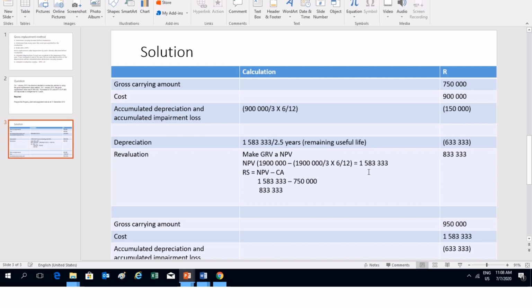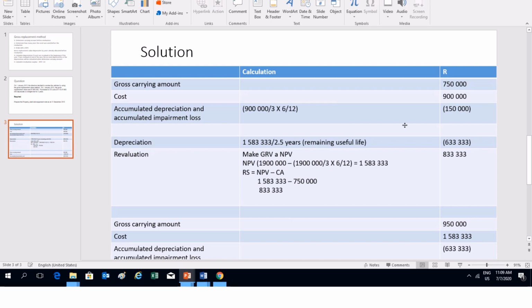This minus this, it gives me this. Then this will be my NPV because I depreciated by what? The already allocated years. Then I have this as my NPV. Then now I can calculate what? Revaluation surplus. NPV minus carrying amount. My NPV is here. I know it. Carrying amount, here it is, 750. Then I have a revaluation surplus of what?